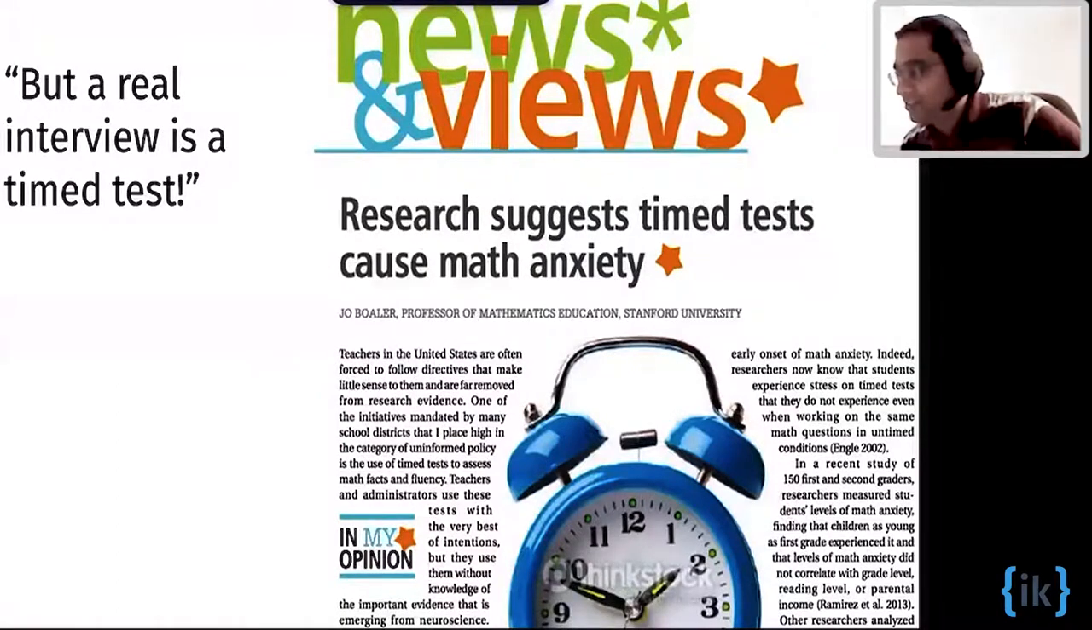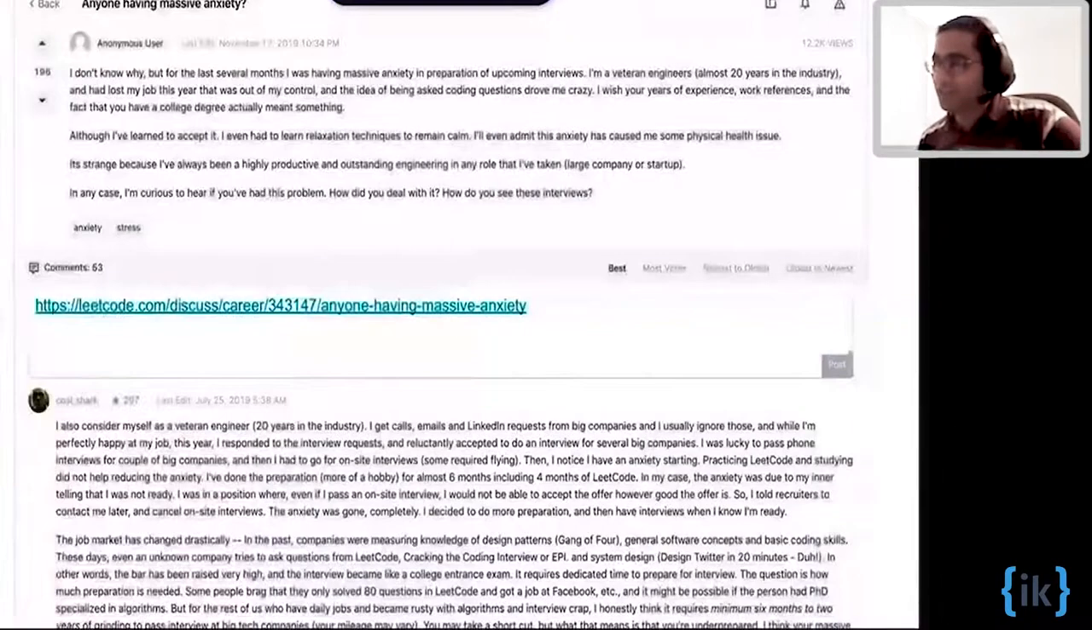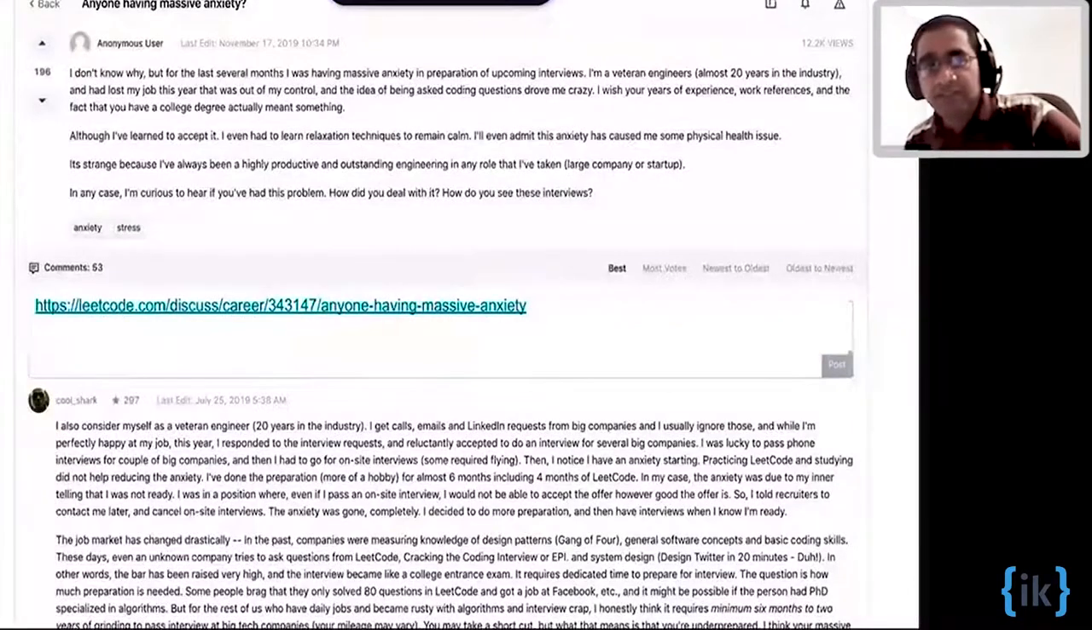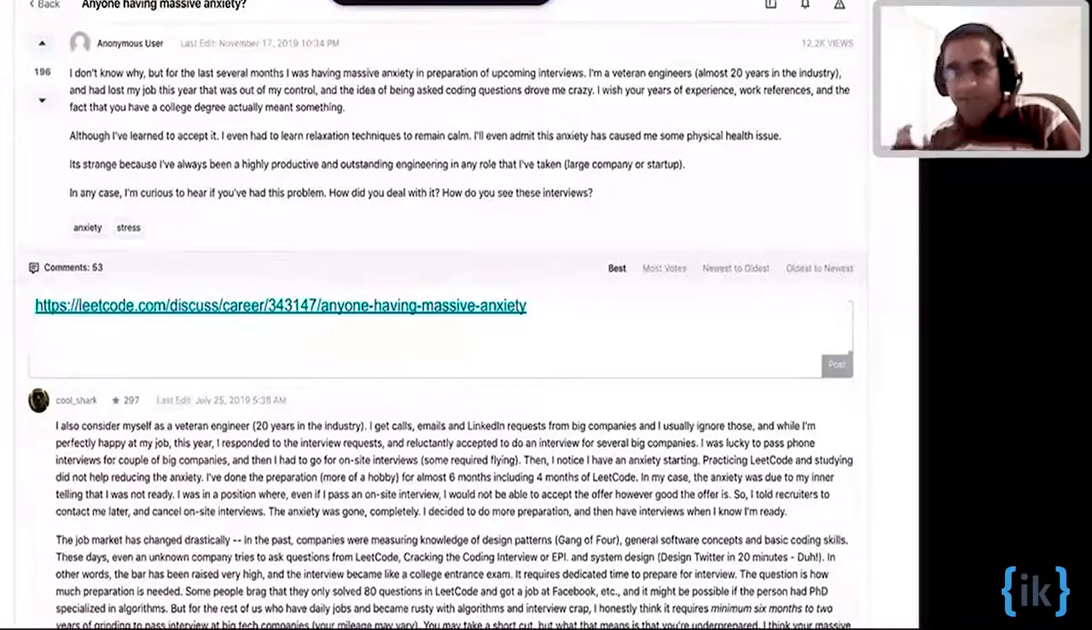This is true for kids. Many kids have math anxiety because of these timed math tests. And it's also true for experienced engineers. Many experienced engineers go through massive anxiety when preparing for interviews, or even in an interview. Many people tend to have a brain freeze. Why is that? Because you're being evaluated on the spot in a timed environment.